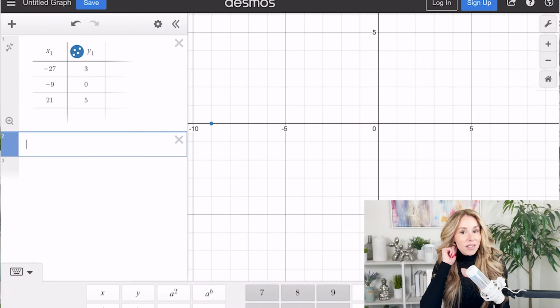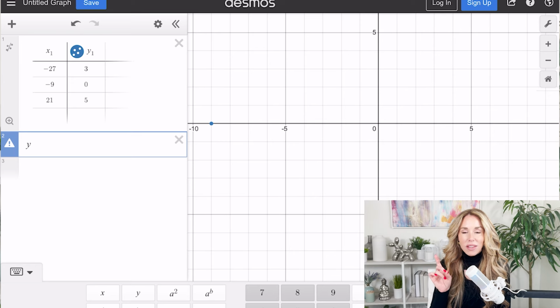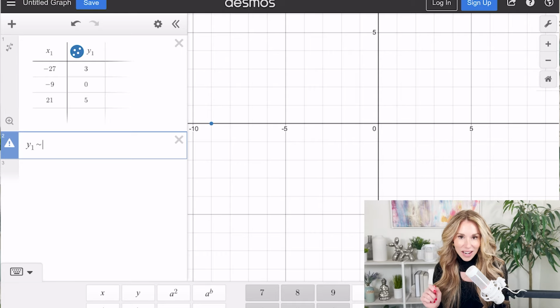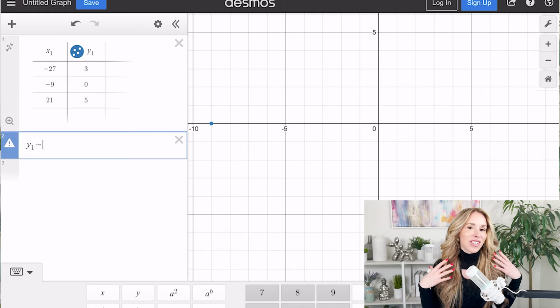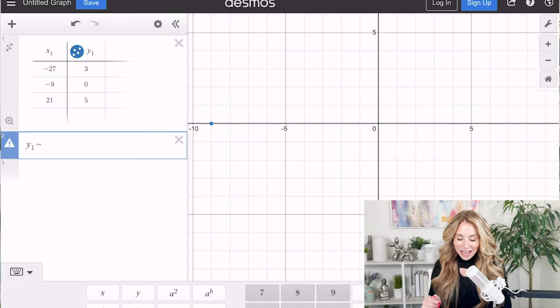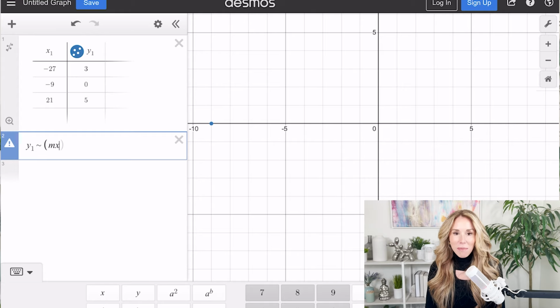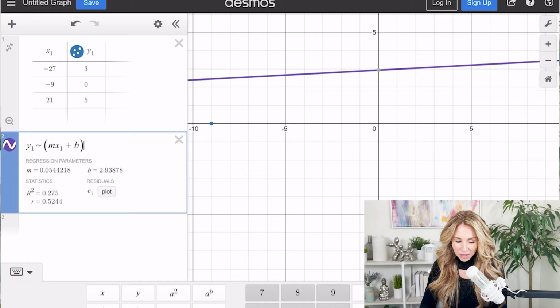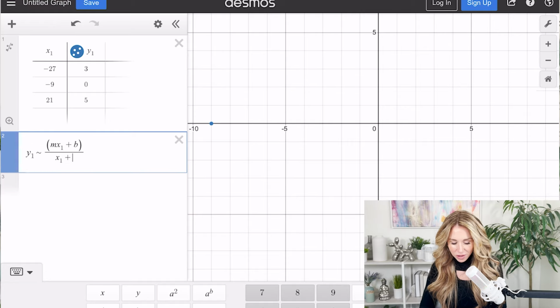On the next line now, I'm going to tell Desmos what type of function this table is for. So when I use a regression, I can't just use y's and x's because the table headings are x1, y1. So I'm going to type in y1, and instead of using an equal sign, I need to use a tilde. Just roll with it. This is how a regression works in Desmos. It's just how the program runs. Then I'm going to type in the rest of it. So we had mx1, because I want to pull from the table, plus b divided by x1 plus 3.